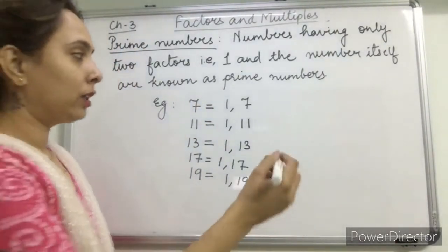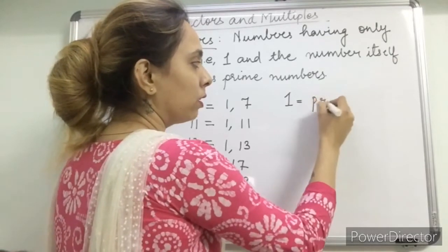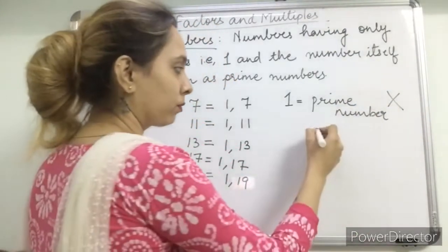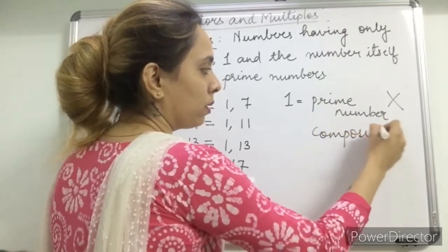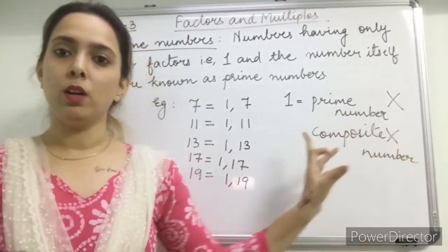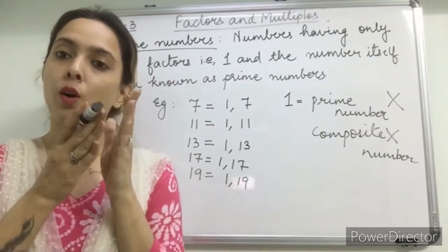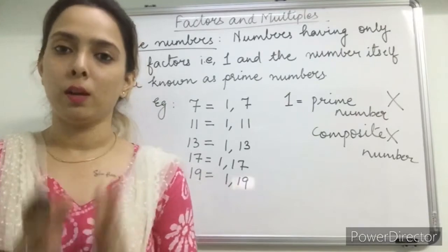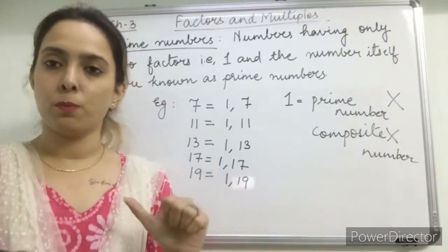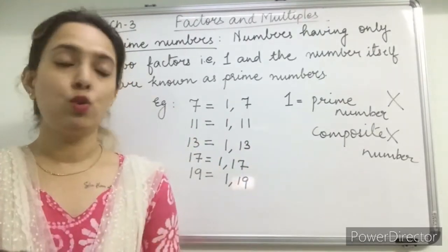numbers. The most important thing, 1, it is one number is neither a prime number nor a composite number. 1 is neither a prime number nor a composite number, but 1 is the factor of every number, each number, all the numbers. 1 is not a prime number. 3 is a prime number, 5 is a prime number, 7 is a prime number, but 1 is not a prime number, neither it is a prime number nor it is a composite number.